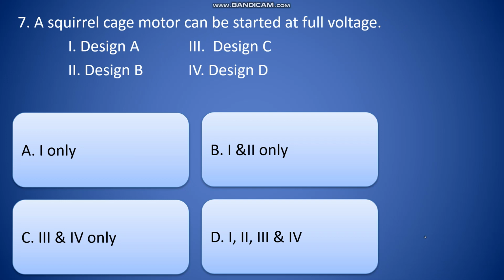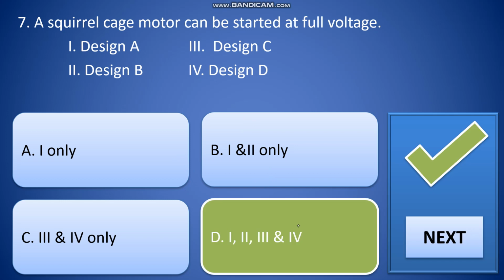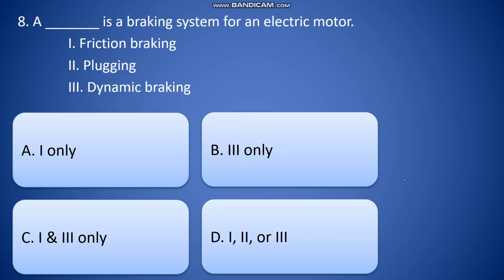A squirrel cage motor can be started at full voltage. What design should it be? Design A, B, C, and D. I guess all. Lahat ng design applicable for squirrel cage motor. A blank is a braking system for an electric motor. Friction braking, plugging, dynamic braking, everyone, like friction braking, plugging, and dynamic braking.